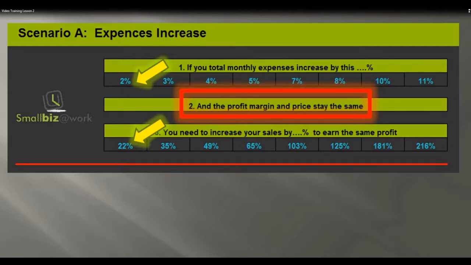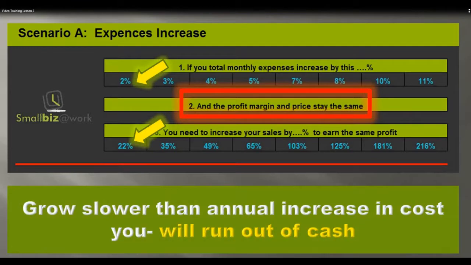Now you don't have to believe me. You can work this out on the tool yourself. Take your business cost and increase your cost by 2 to 5% and see by how much you have to increase your sales just to make the same profit. Now imagine if your business is growing slower than the annual increase in cost. That means in 3 to 5 years from now, you will run out of cash and you will fail.